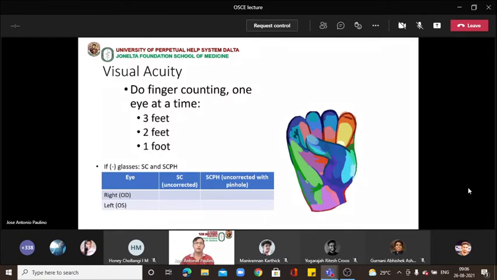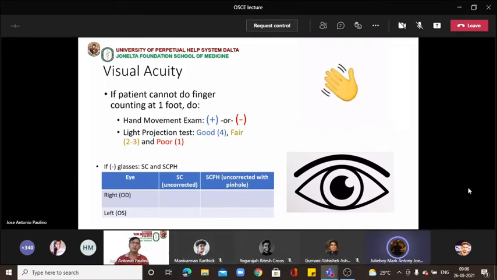If the patient cannot correctly identify them consistently at 3 feet, we ask them to move in 1-foot increments: from 3 feet, to 2 feet, and 1 foot away. If the patient can read the number of fingers at 2 feet away, we record it as CF, or counting fingers, at 2 feet. However, if the patient still cannot see the fingers at 1 foot away, we test hand movement with light projection.